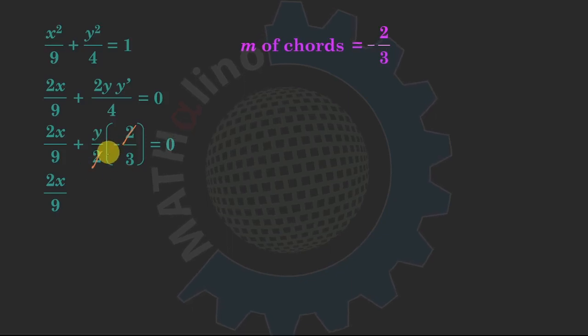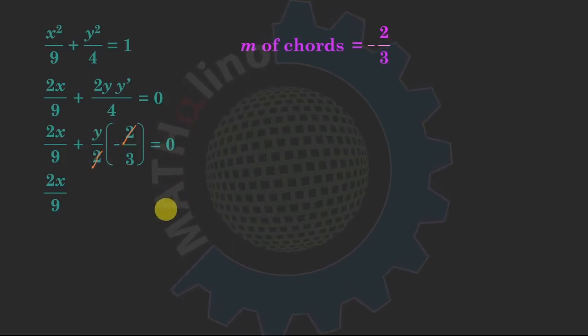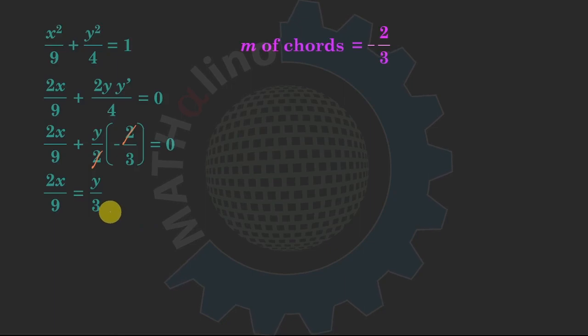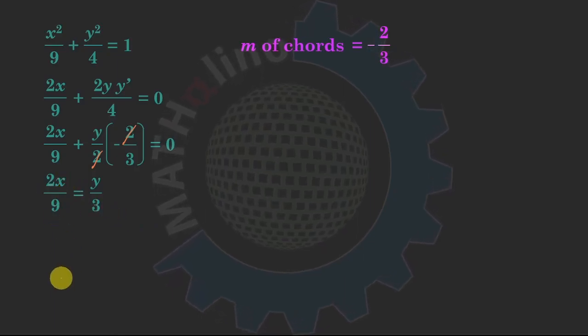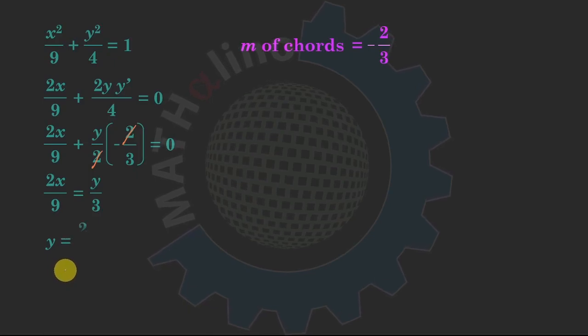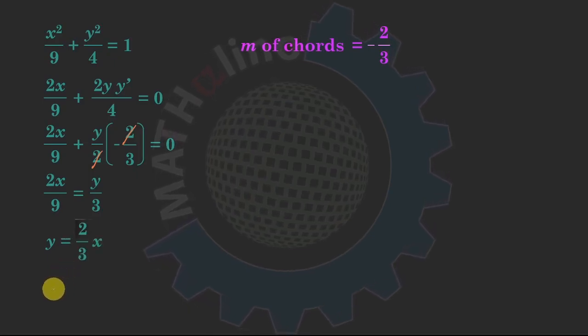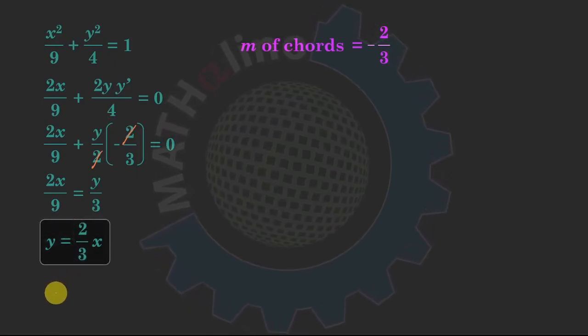So we have this negative, transpose that will become positive 1/3 of y. Okay, cross multiply this y. This will become 3 over 9 is 1/3 times 2. So we have the value of y is equal to 2/3 of x. And this is our equation of the diameter.